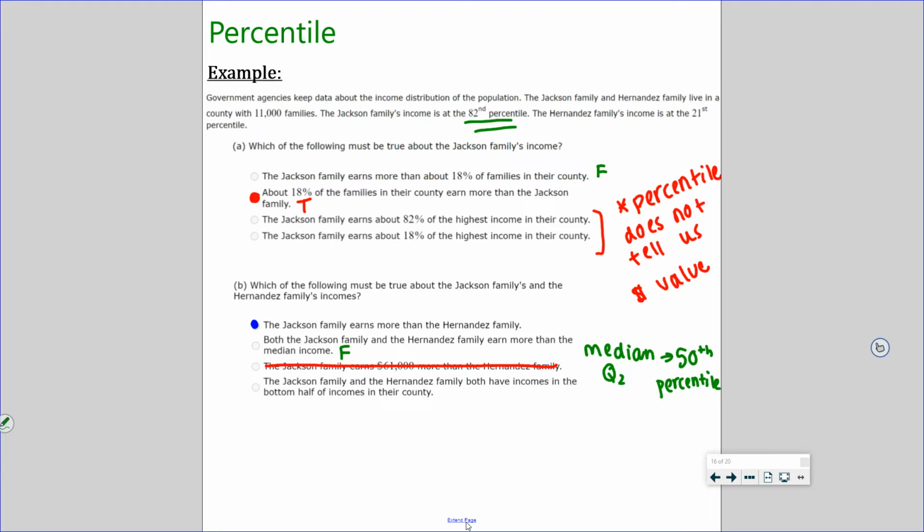We do know that they earn more. We don't know how much more, but that's what we can interpret from the percentile. Okay, sometimes percentiles can be kind of confusing. So now we're going to actually calculate percentiles. These are kind of fun. They're mathy.